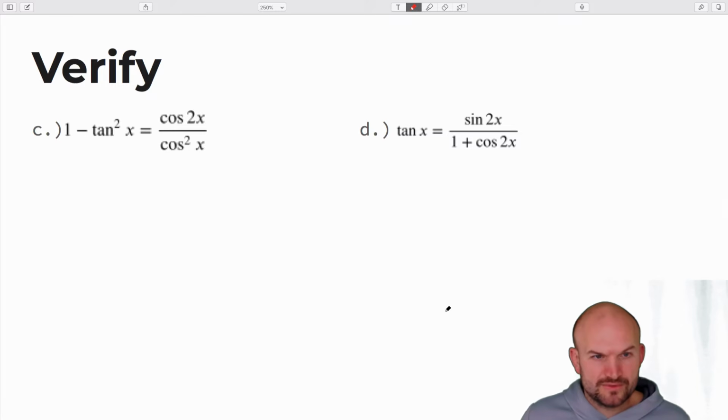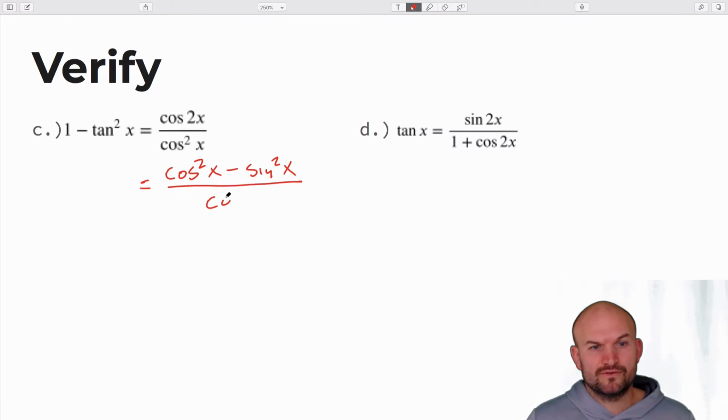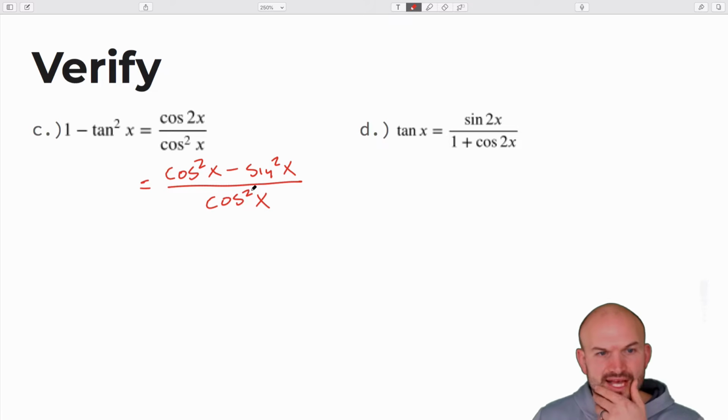So the next one, I'm going to pick the right-hand side. And again, I'm not really sure which one to do, so I'm just going to start with the way that I told you. Do the cosine squared and sine squared. So I'm going to pick the right-hand side because that's where my double angle is. So I'm going to do cosine squared of x minus sine squared of x all over cosine squared of x.